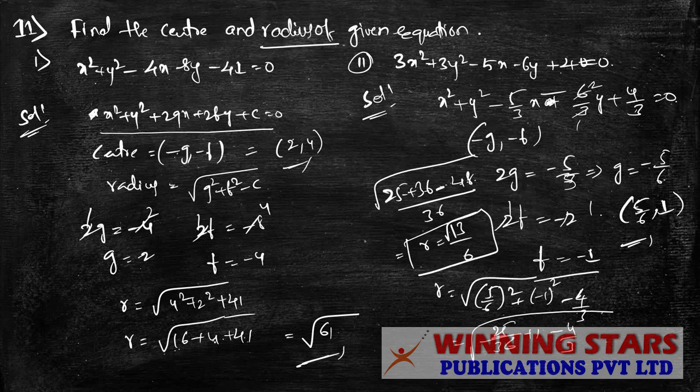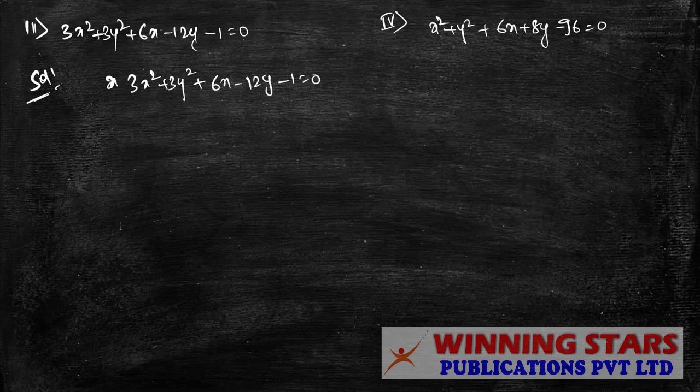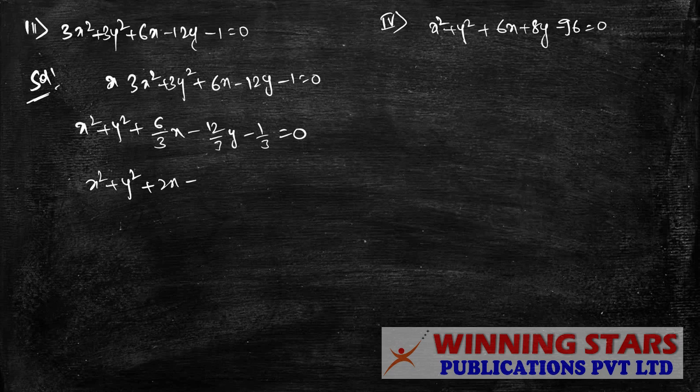Now 11th one, third problem. Here I will do one question, and the next one you do. So here it is 3x square plus 3y square plus 6x minus 12y minus 1 is equal to 0. From this we can write it as x square plus y square, dividing the total by 3: plus 6 by 3 x minus 12 by 3 y minus 1 by 3 is equal to 0. So it will become x square plus y square plus 2x minus 4y minus 1 by 3 is equal to 0.